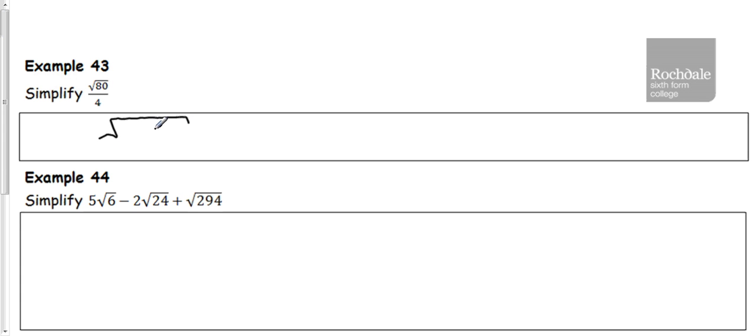So 80, I need to split 80 into the product of two numbers. I'd like one of those numbers to be a square number. Now I could use 4 times 20. That would be okay. 4 is a square number, but 4 is not the biggest square number that goes into 80. So instead, I'm going to use a pair of numbers which have the biggest square number that's a factor of 80. And with practice, you'll get used to identifying the biggest square factor. In this case, the biggest square factor of 80 is 16.